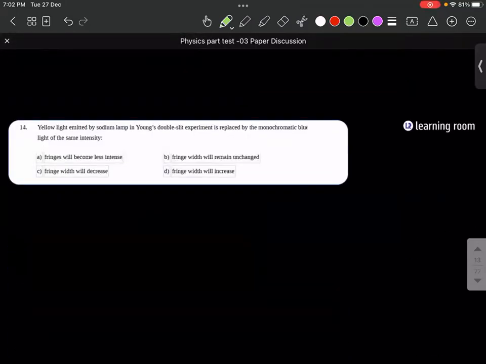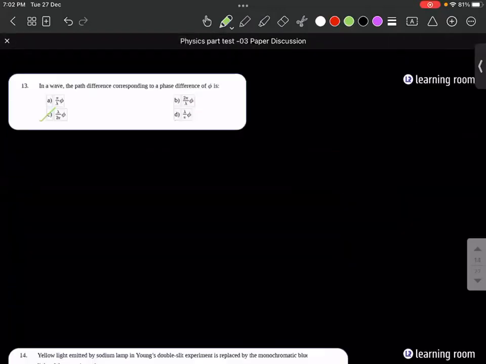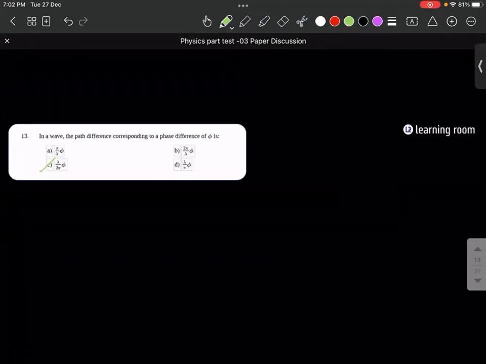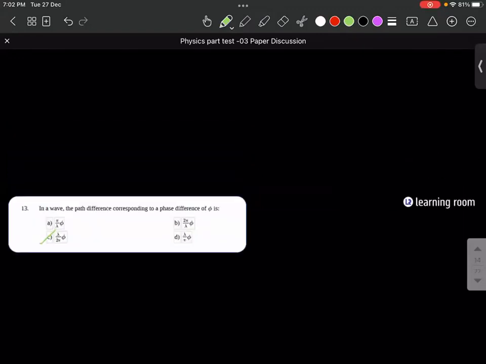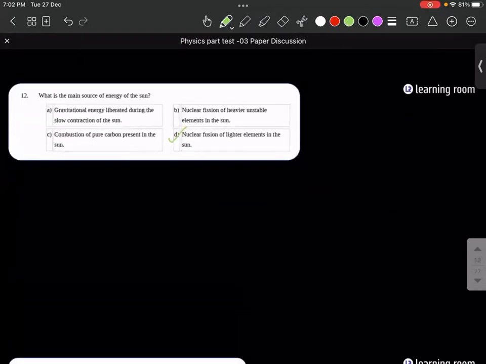Yellow light emitted by sodium lamp rings. Tell me that. Sir, can you show the before question? This one? Sir, it's nuclear fusion, no? Nuclear fusion. Okay. Sun is fusion only, no? The hydrogen particles combine to give you the helium particles.